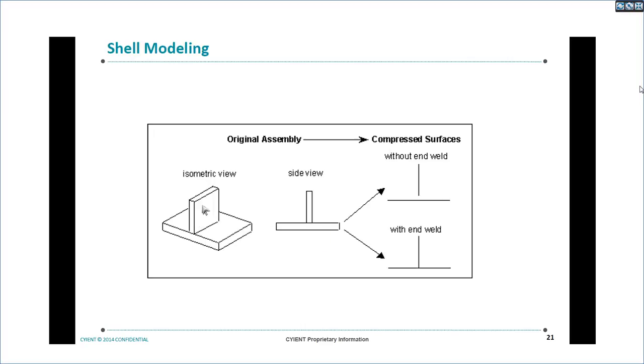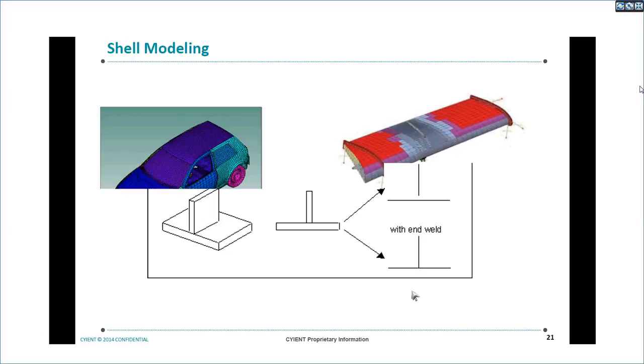Similarly, if you take this T joint, if you want to model it with shell elements, it looks like this when you extract the mid surface. There exists a gap here. Then we need to correct it. Okay, this is one of the examples.